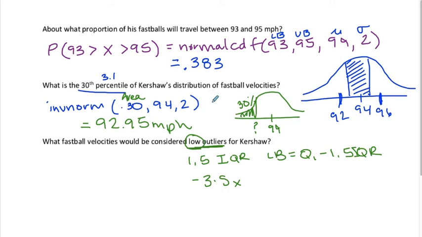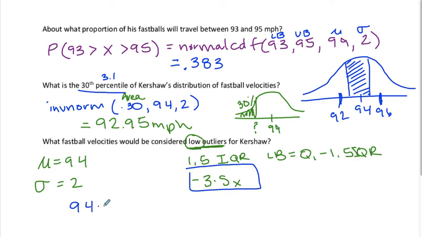And so as I'm given the information, I know the mean is 94. I know the standard deviation is 2. I'm just going to use this rule and check for what would be considered a low outlier, something that's significantly different than what would be his typical fastball velocity. So if I take 94 and minus 3 of the standard deviations, I'm at 88 miles per hour. And so because of that, we would have this outlier. Anything that is 88 miles per hour or slower would be significantly different for Kershaw.